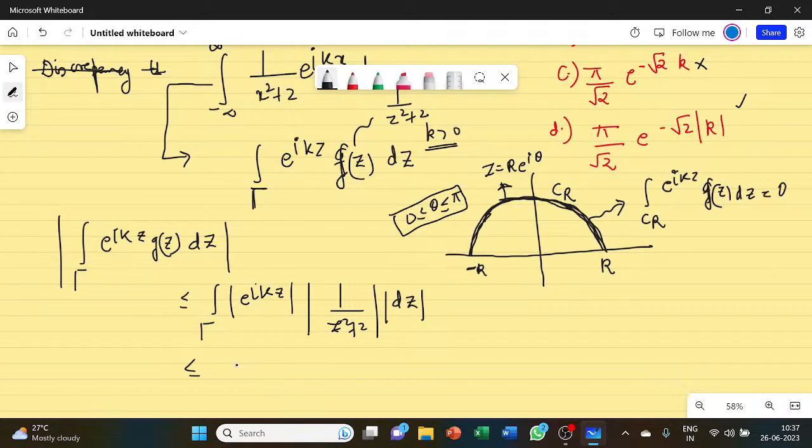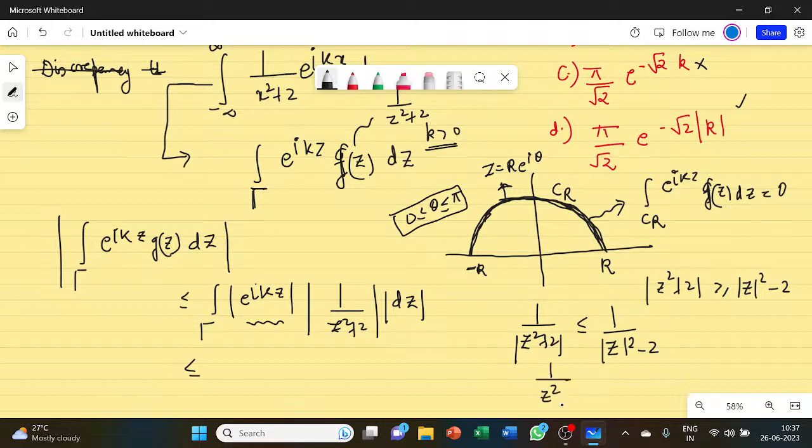And you know that this particular integration will be less than or equal to, this is 1. See, 1 upon modulus of z square plus 2. So modulus of z square plus 2 will always be greater than or equal to modulus of z whole square minus 2. If I divide them, it will be less than or equal to 1 upon modulus of z whole square minus 2. And modulus of z is simply r. So 1 upon z square plus 2 would be less than or equal to 1 upon r square minus 2.